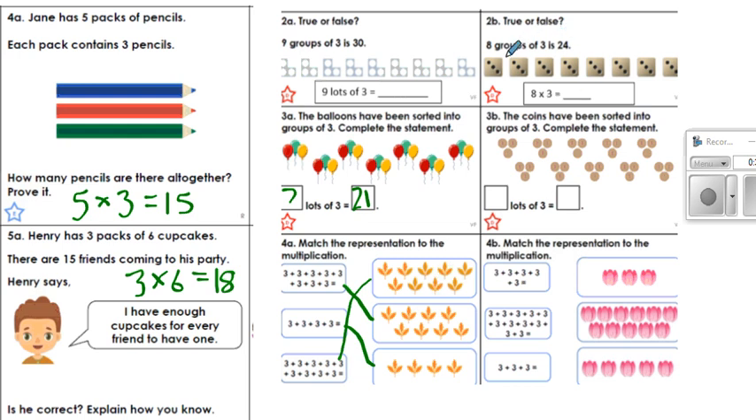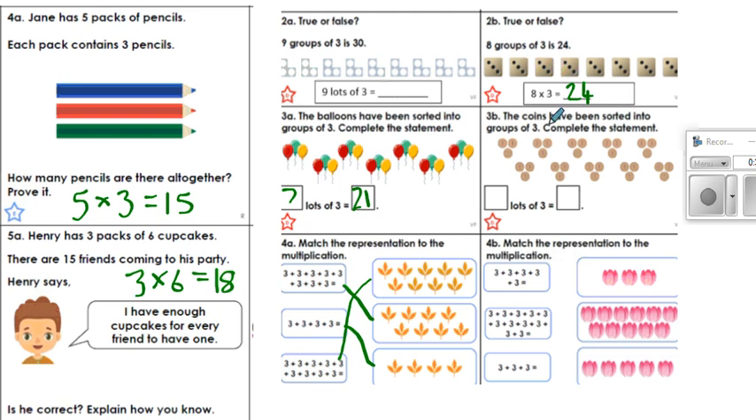Okay, true or false? 8 groups of 3 is 24. That's true. I might not know my 8 times table yet, but I do know my 3 times table. 3 times 8, 24. Remember, it doesn't matter which way around we do this.